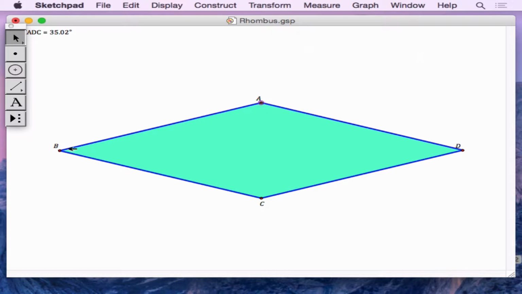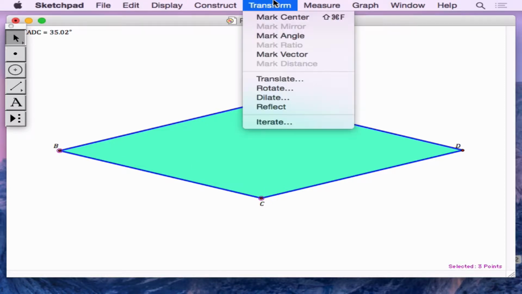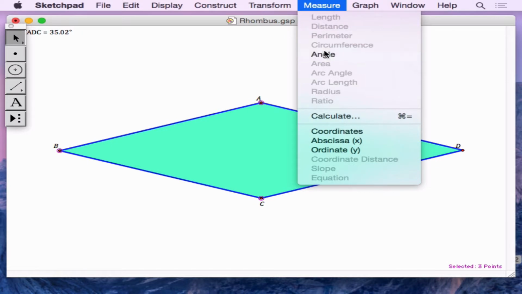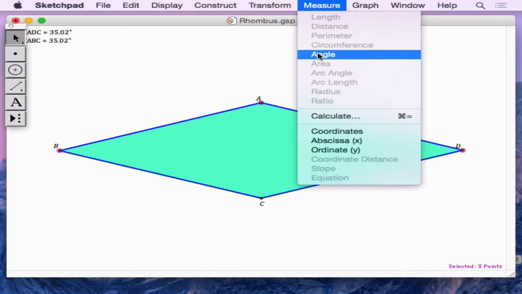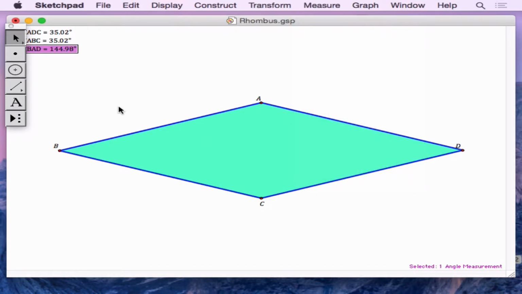So angle D is, measure angle D, 35.02, and angle B, what should angle B be? 35.02. And angle B, measure angle B, 35.02. And angle A, well then how big should angle A be if it's a parallelogram? 145. 144.98, which would also make angle C. But then it won't be a parallelogram.